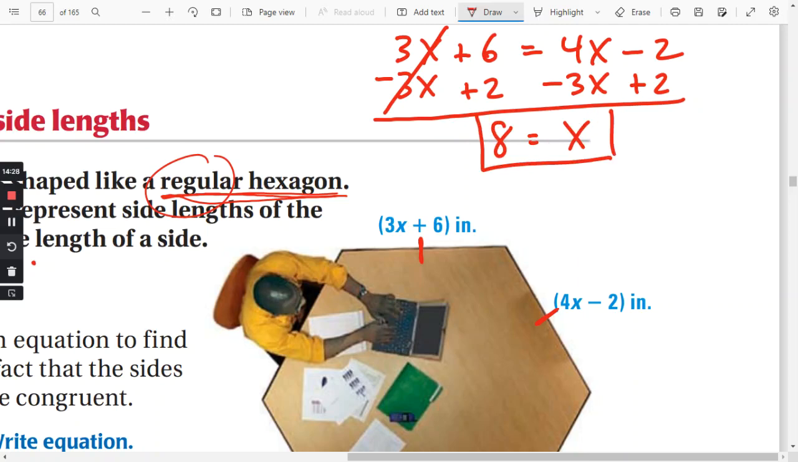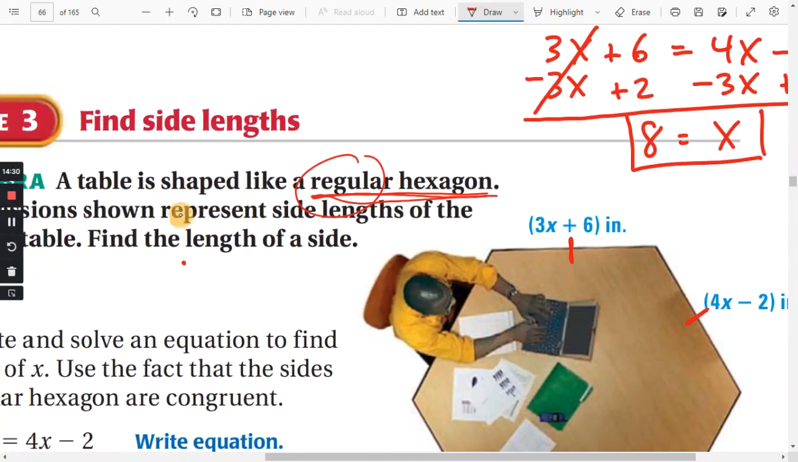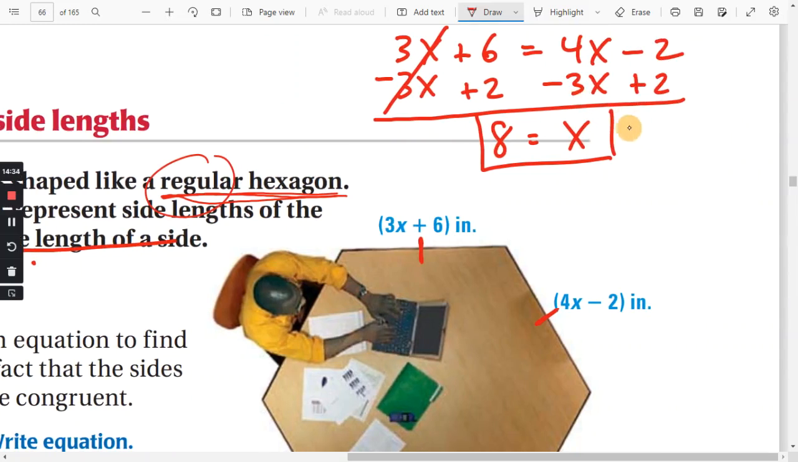Did they ask for the actual side length? Yes, they said find the length of a side. So we want to take that and plug it in. Make sure they're both the same. Okay, so you take that 8 and put it right in there. That's going to be 3 times 8 plus 6, and 3 times 8 is 24, plus 6 is 30.